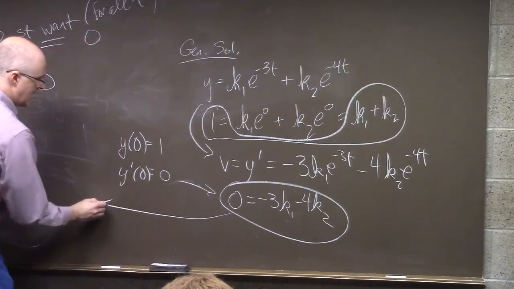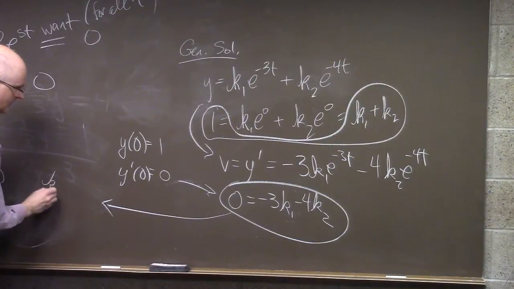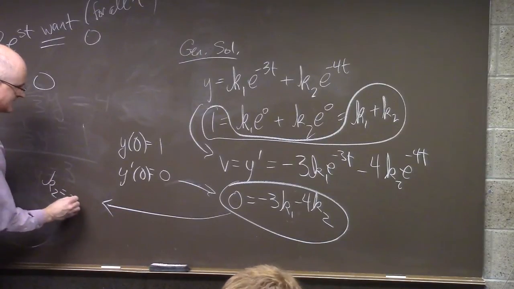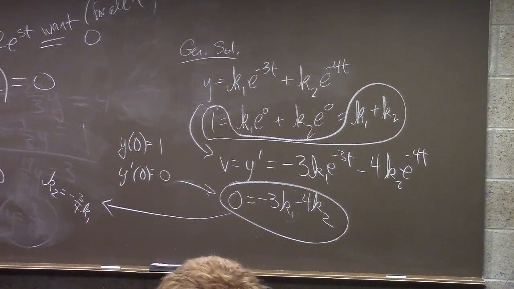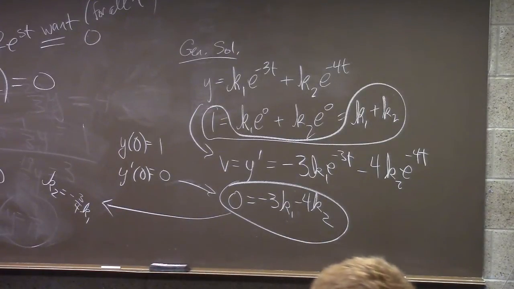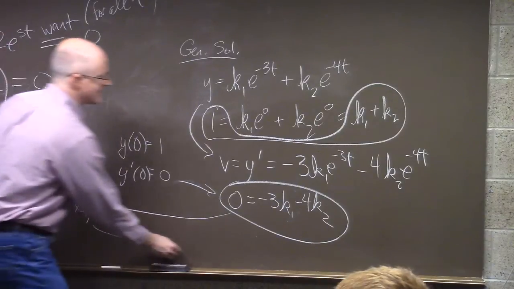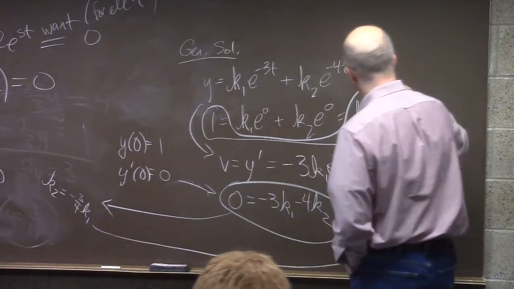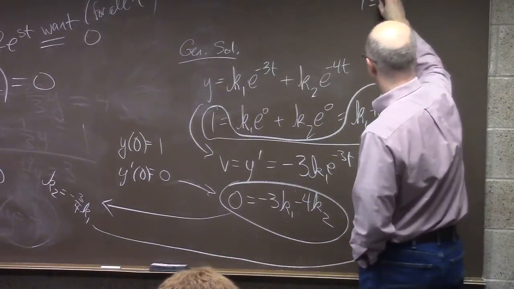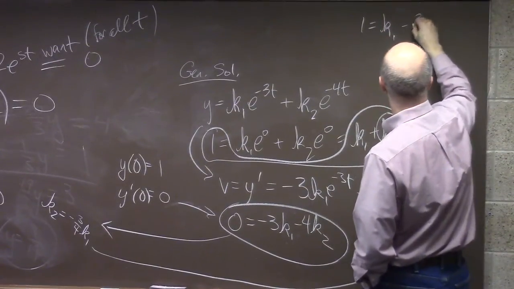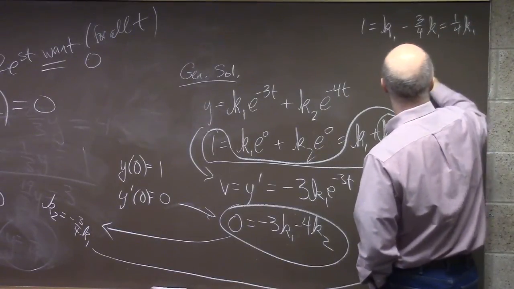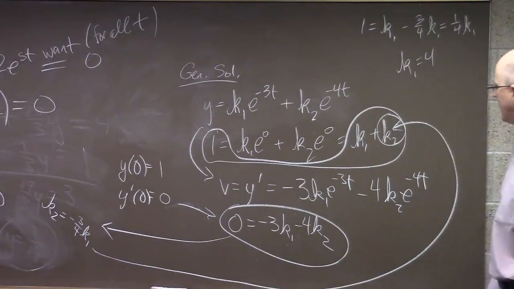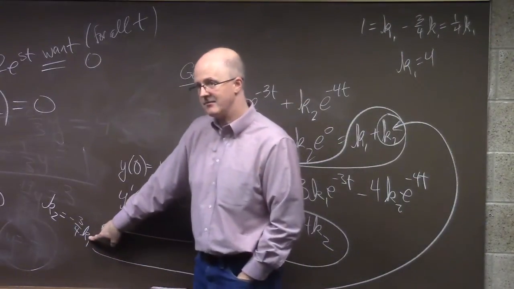Let's see, this one will imply that k2 is -3/4 k1. I'm doing this now by substitution. Right? K2 is -3/4 k1. You can then substitute that into this other one in place of the k2. So you get 1 equals k1 minus 3/4 k1, which is 1/4 k1. It looks like k1 is 4, which would then make k2 equal to negative 3.